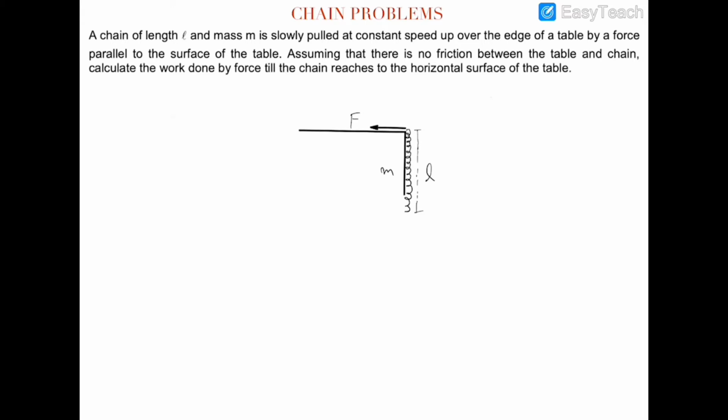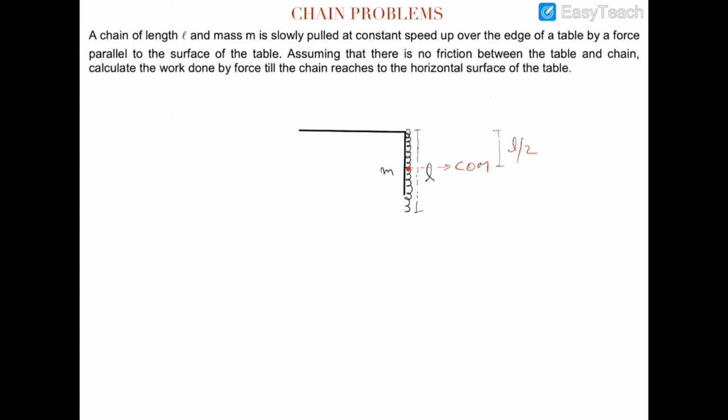It is given that there is no friction on the table, and this force F is also not given in the question. So we need to find out the work done by this force F. Let's suppose that the center of mass of this chain, COM, is this point, and this length will be L by 2.